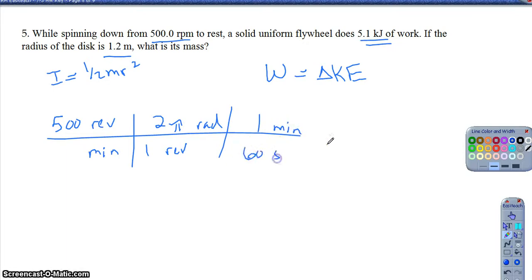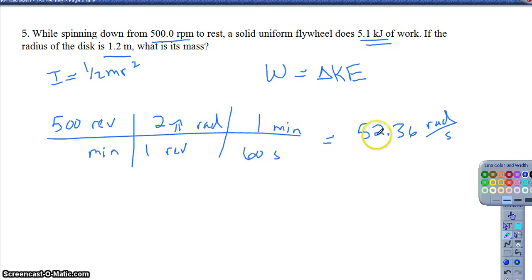So 60 seconds. Calculating that, we end up getting about 52.36. If I round that off a little bit, and that's fine to do so, I'm going to round that off at about 52.36 radians per second. So I've got the initial angular velocity, and then I know it ends at rest, so its final angular velocity would be 0.